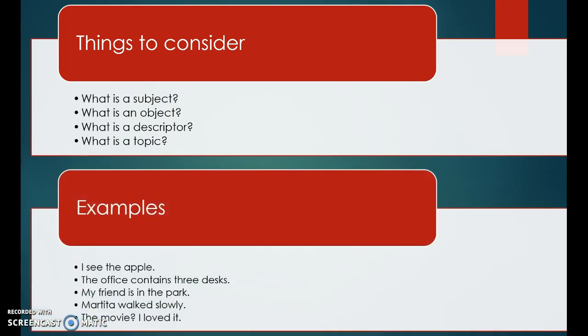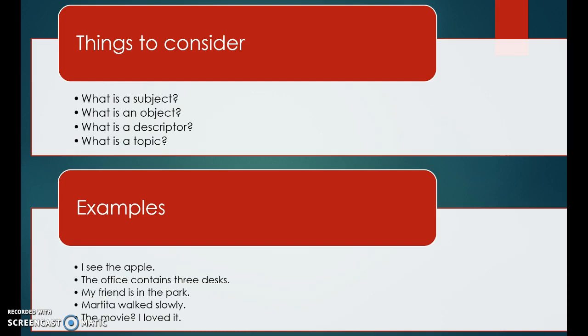I see the apple. Let's see if you can identify the subject and the object of this sentence, if there is an object. In this sentence, you have I, which is the noun, in this case a little pronoun, that's doing the seeing. And then you have the apple, the thing being seen. So I is the subject, and the apple is the object, and of course see is the verb. The office contains 3 desks. In this sentence, you have a subject and an object, even though there are no people. The subject is the office, which is the thing doing the containing, and then the 3 desks is the object, the things being contained.